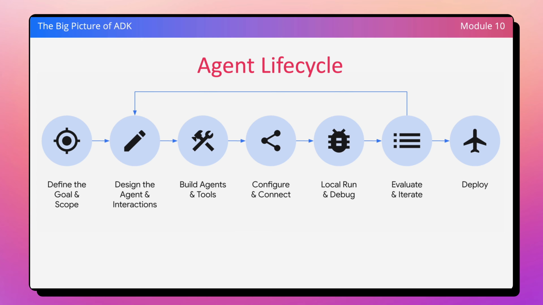Let me start by explaining the agent lifecycle. One of the rookie mistakes that a lot of us make is to start agent development without defining the goal and scope. Remember, in one of my sessions I was explaining how an agent is a digital employee. Just like you cannot hire an employee without a well-defined job description and a title, you cannot build an agent without defining the goal and scope. So it all starts with that.